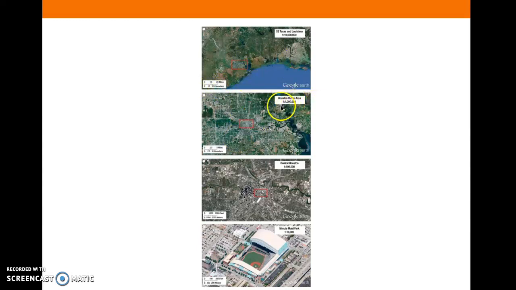See this number, if you divided 1 by 1 million, that's a bigger number than 1 by 10 million. So this is a bigger scale map. And you can see more detail.